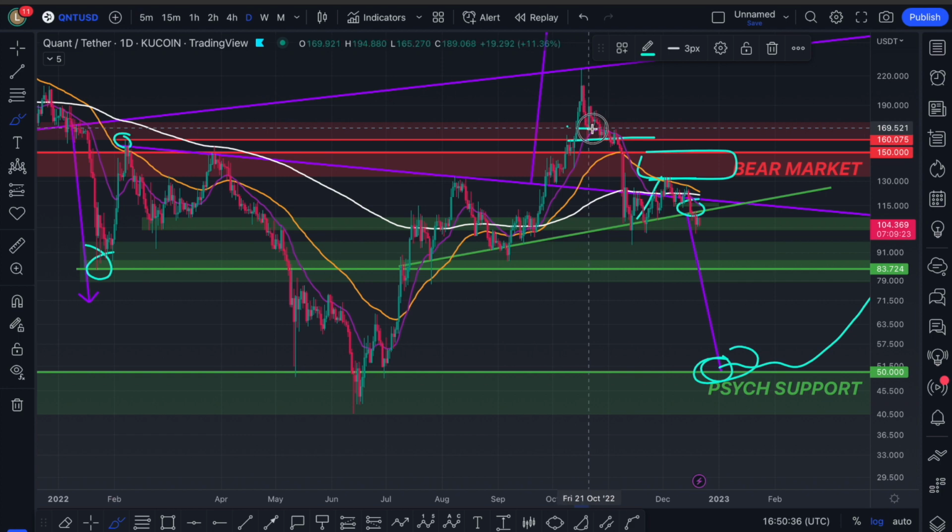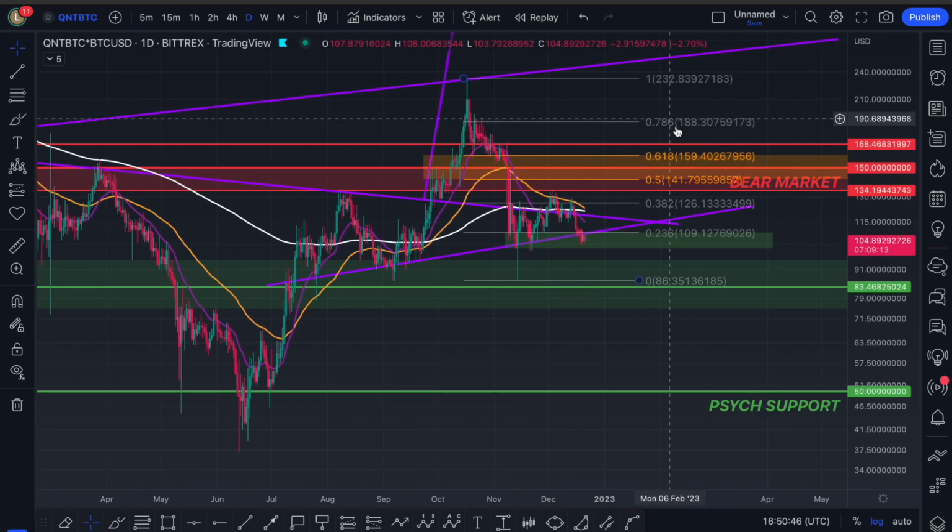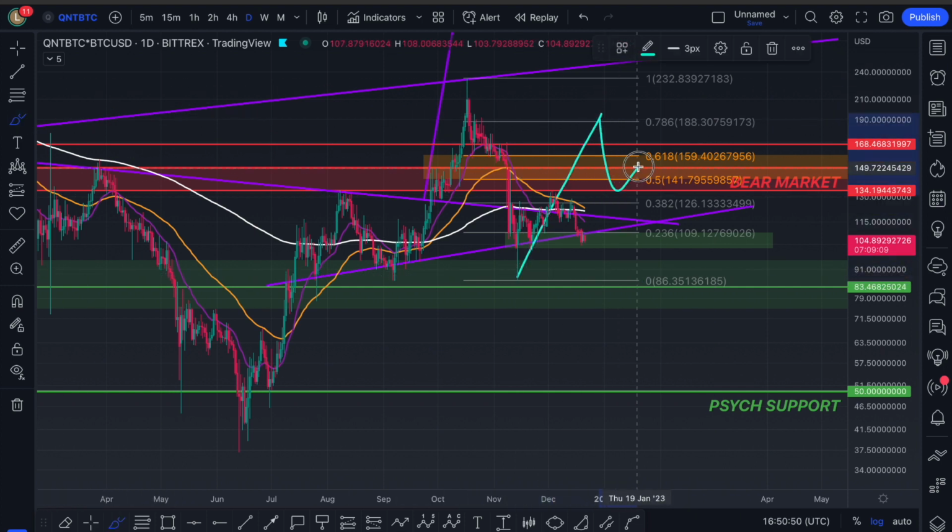We had $169 as our descending triangle resistance. And we also had this fib level over here, the 786 fib, way up here, $188. You can actually go all the way to the 786 fib and still continue low.